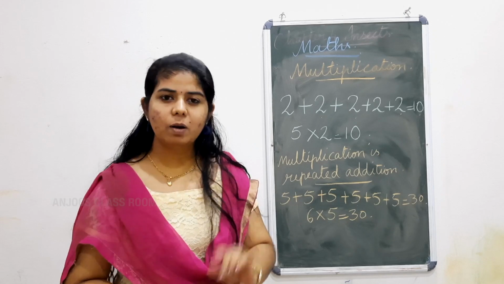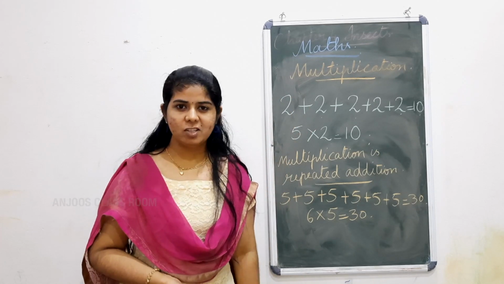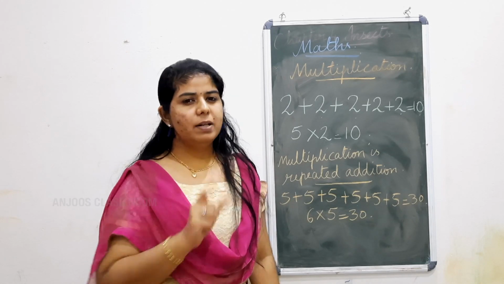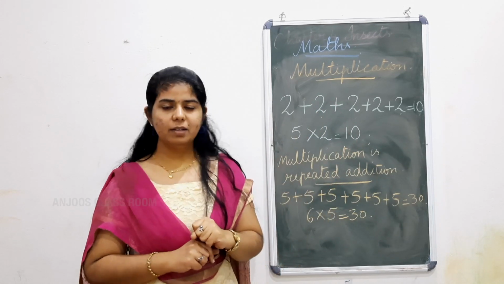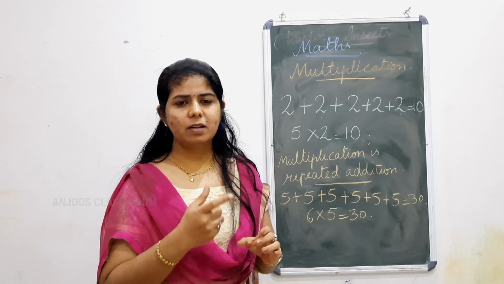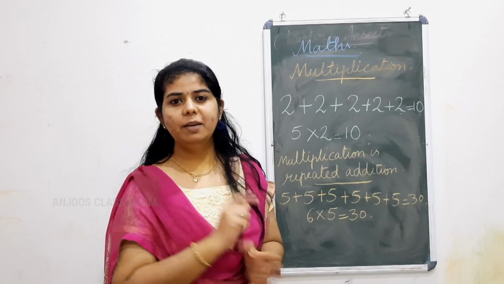A small tip for you. This is why we are learning multiplication. You learn the tables but don't use the fingers. Learn it by heart itself. After your 6 tables, the other ones will be very easy. Okay. So, learn it nicely. Thank you.